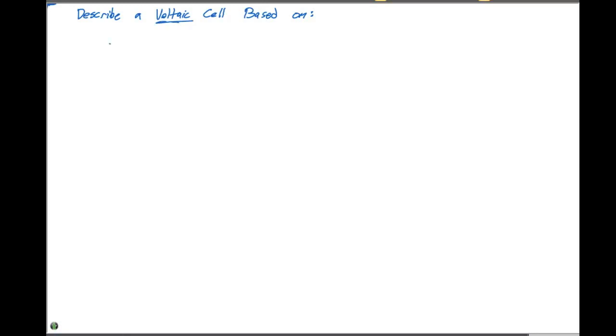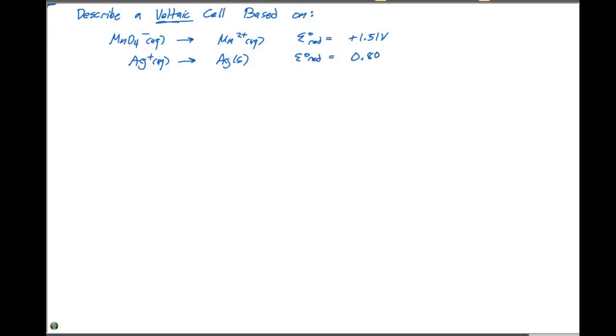So if we have two half reactions given by MnO4 minus in aqueous solution, giving us Mn2 plus in aqueous solution, our reduction potential for this half reaction is going to be positive 1.51 volts. If the second half reaction we were given is silver plus in aqueous solution, giving us silver solid, this half reaction has a reduction potential equal to 0.80 volts.